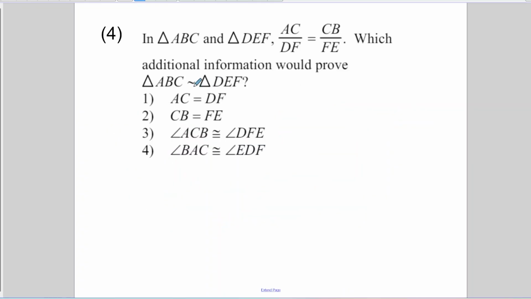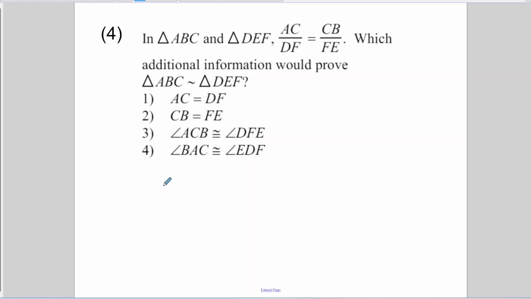So next we have a multiple choice question. We have in triangle ABC and triangle DEF, AC over DF equals CB over FE. And we want to know which additional information would prove that triangle ABC is similar to triangle DEF. So for a question like this, I would say you should absolutely draw this out.